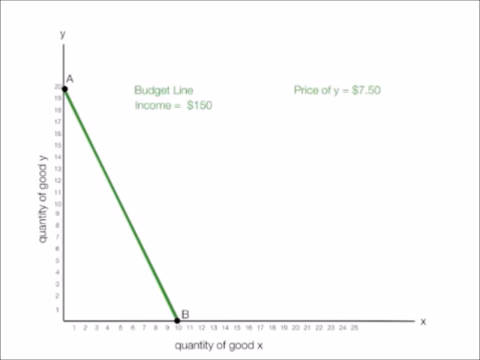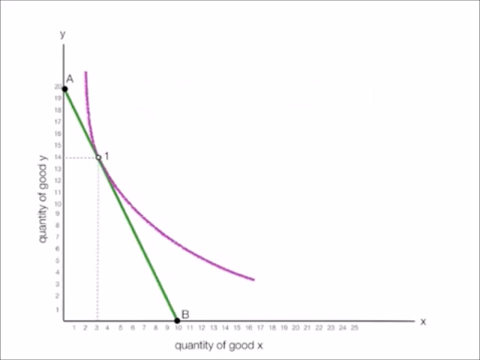We take this $150, we divide that by the quantity of good X, which is 10, that quantity right there. This means the price of good X is $15. I'm going to draw in the indifference curve, which is purple, and the consumer would consume at point 1, which is 14 of good Y and 3 of good X. If you did the math, it should equal $150 too.